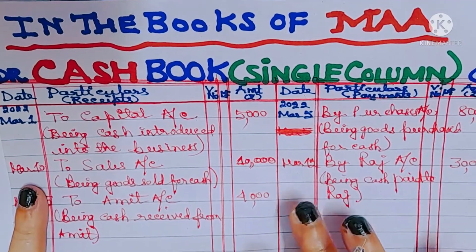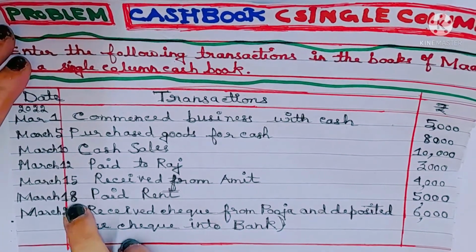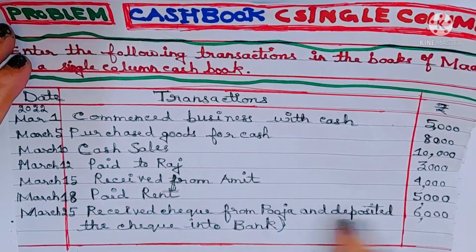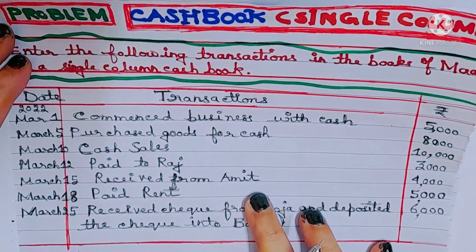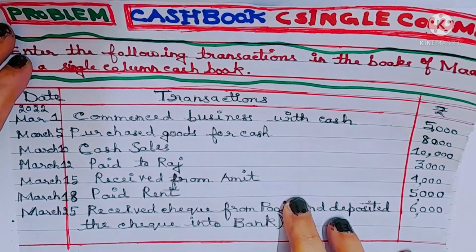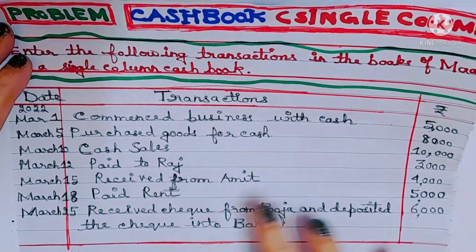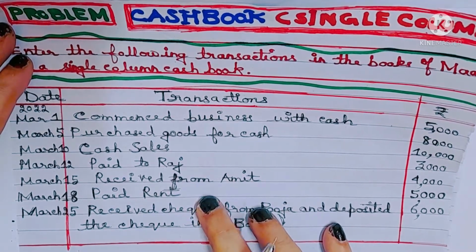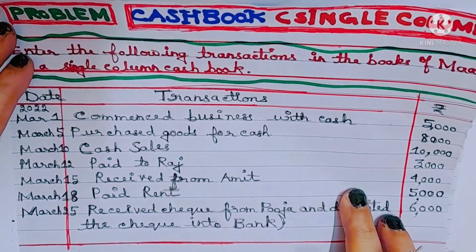Okay. So let's see the next transaction. The next transaction is on 18th March, paid rent 5000. So what will be the journal entry? The journal entry will be rent account debit to cash account. So what is the position of cash account? Since cash account is on the credit side, rent account will also be on the credit side. So we'll have to write by rent account in the cash book on the credit side 5000.